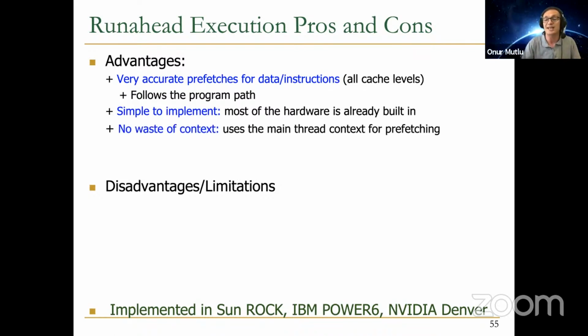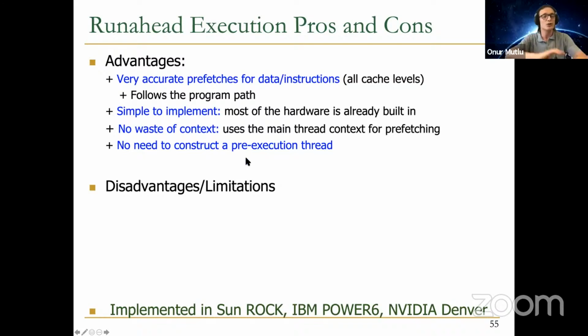There's no waste of context because we're actually using the main thread context for prefetching. We're not actually switching to some other thread, for example, to do the prefetching, etc. Okay, there's no need to construct a pre-execution thread. You may not be able to understand this at this point, but basically, you don't need to construct a special thread to do the prefetching for yourself because the existing program that you're going to execute anyway is used speculatively to prefetch.